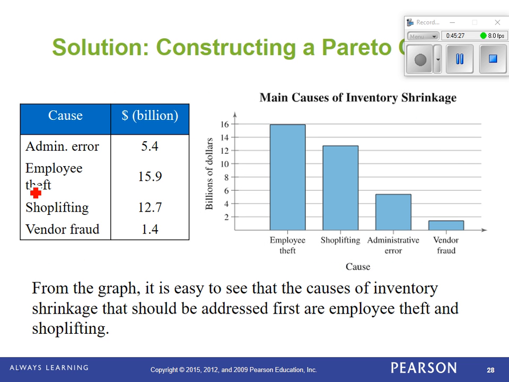So if we do that, you're going to make a bar for each one of these. Notice the employee theft is the highest, so it goes first. Second one is shoplifting, that goes second.